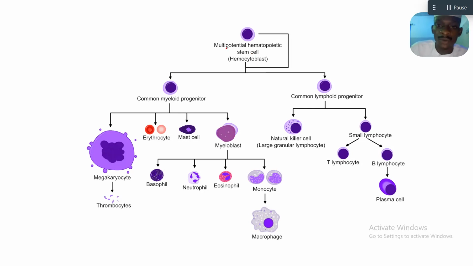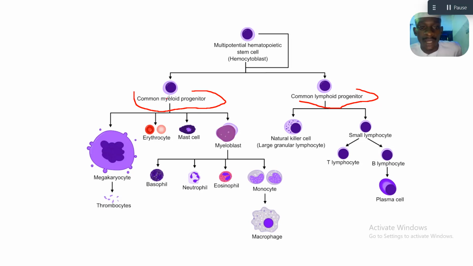And you can see the multipotential hematopoietic cell, or the uncommitted hematopoietic cell. Next, you could see it differentiating into the common lymphoid progenitor, and on this other side differentiating into the common myeloid progenitor. You could see different diagrams having different names. Don't get it confused, it's the same thing.